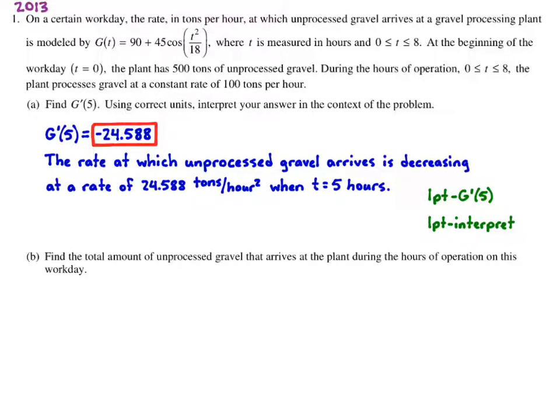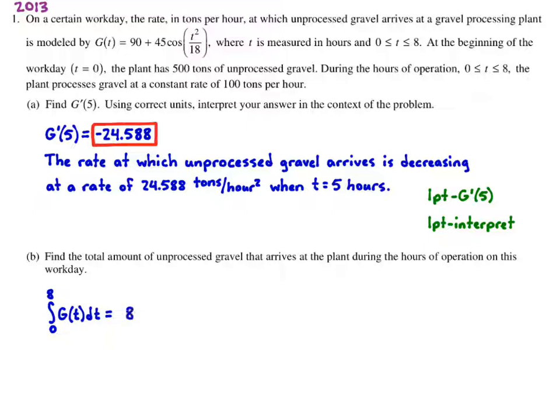For part B, it says find the total amount of unprocessed gravel that arrives at the plant during the hours of operation on this workday. So we are just looking for the amount of unprocessed gravel that arrives. So we don't care about how much was processed. We don't care about how much we started with. All we care about is how much arrived. Well, if g of t represents the rate at which it arrived, then the amount that arrived would just be the integral of g over 0 to 8, because it says during the hours of operation.